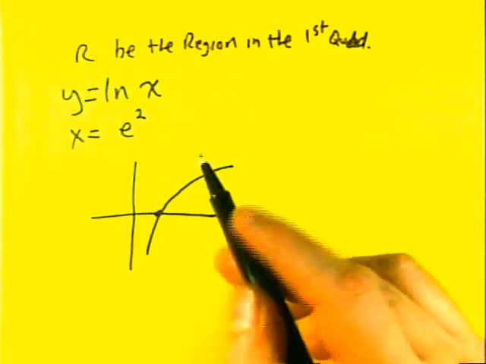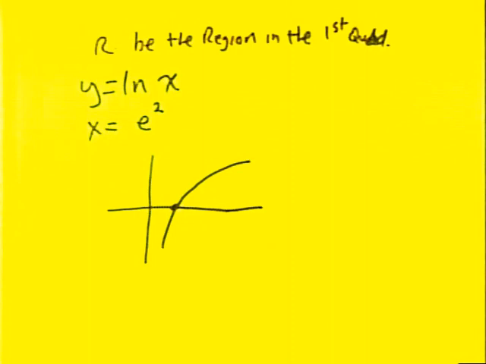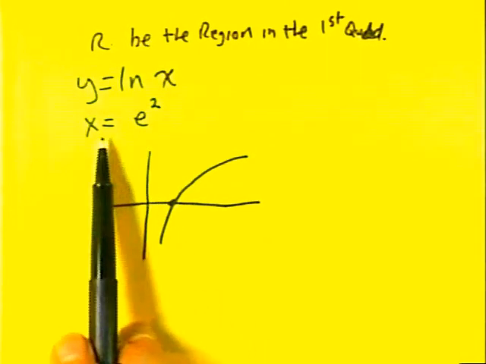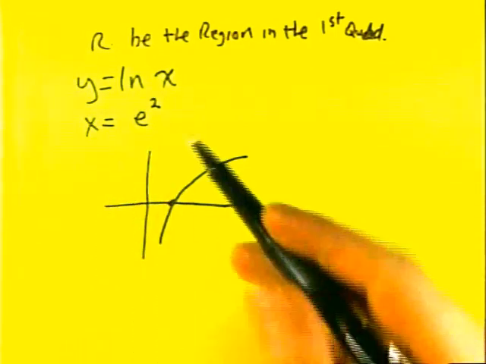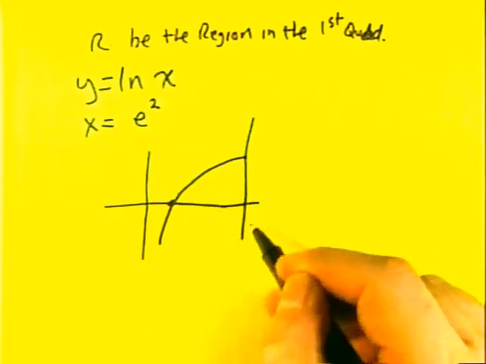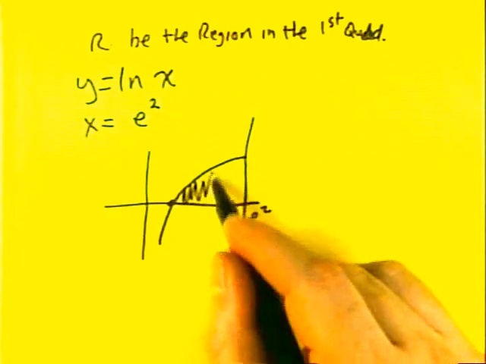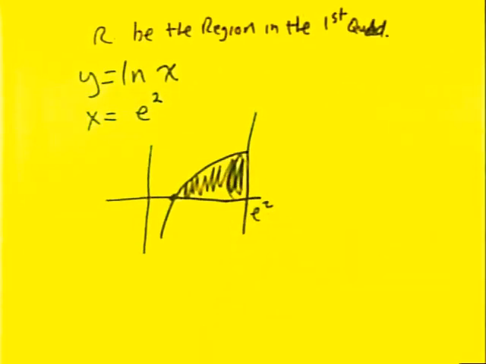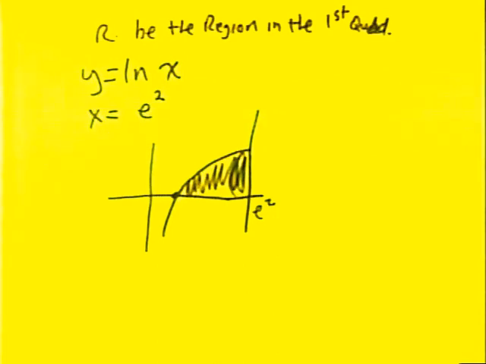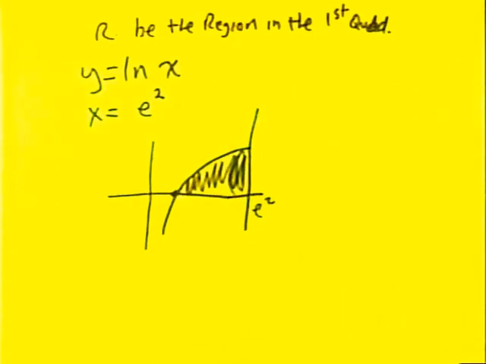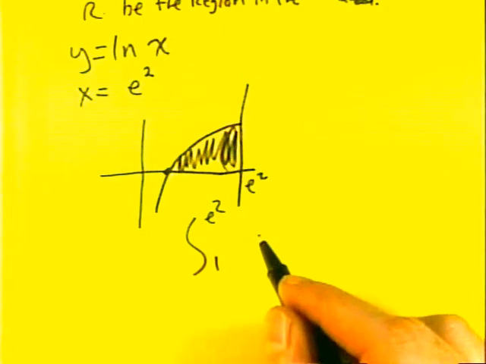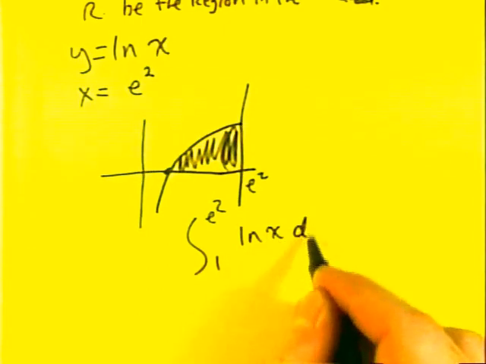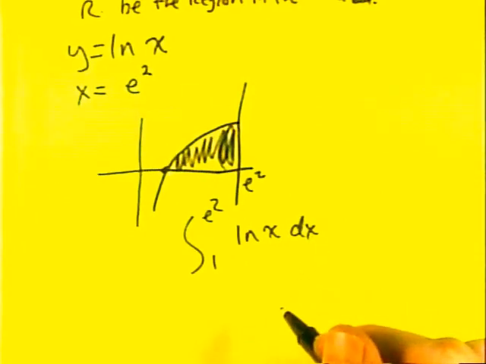Now, if x equals e squared, is that a horizontal or vertical line? Vertical. It's vertical, okay, so it's somewhere out here, right? So what we're looking for is this region in here, the area of this region. So what do we do? We integrate. We start at 1 and we go to e squared, and it's the natural log of x dx.